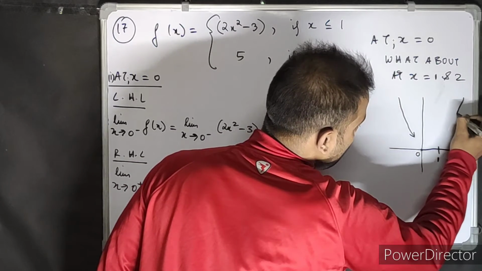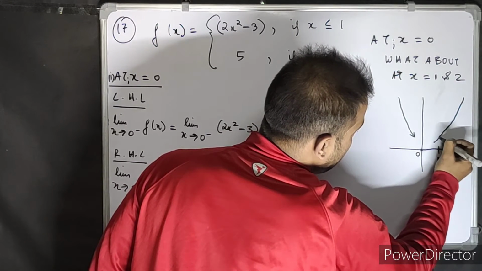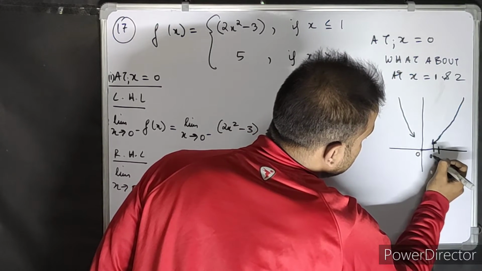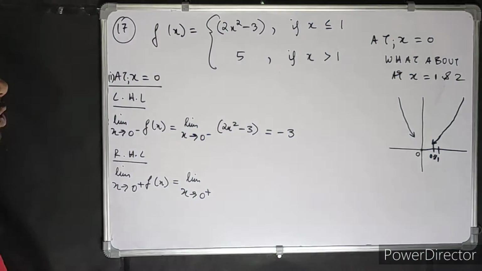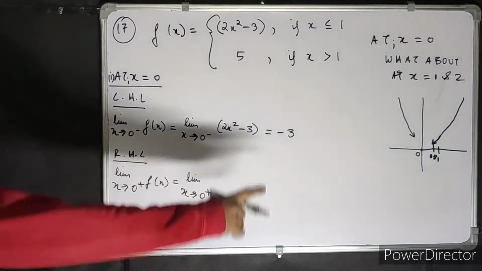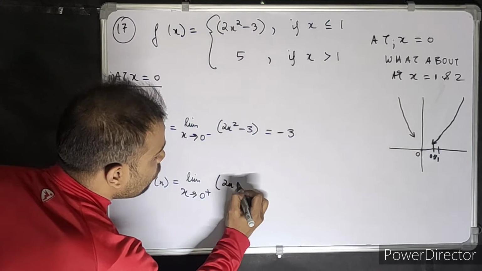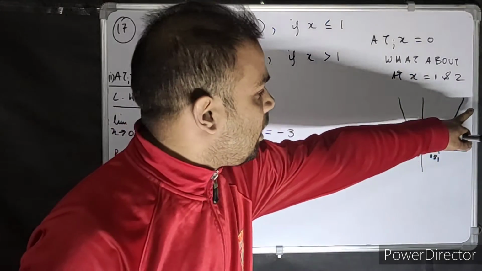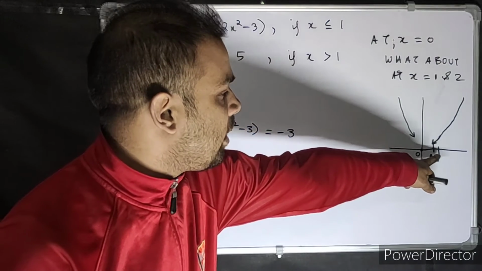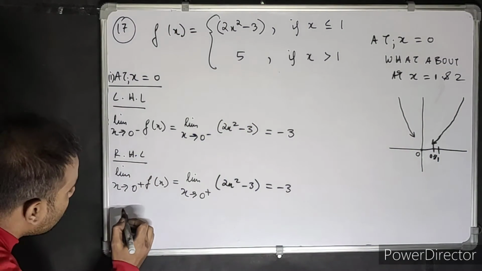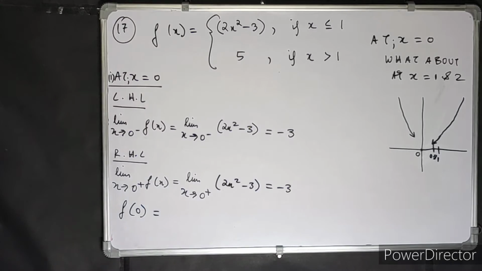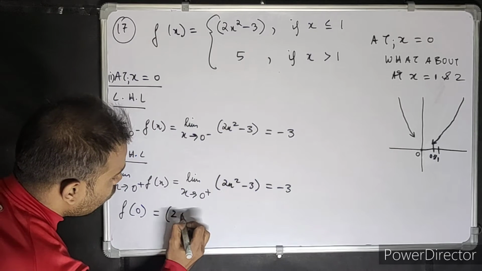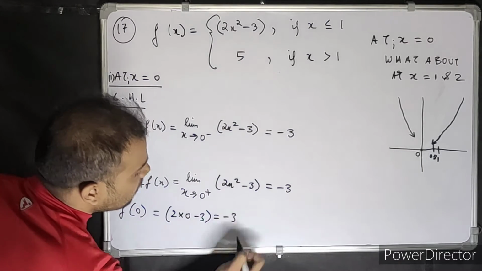So the graph is approaching 0 from the positive side. So say it's here somewhere, say 0.8 or something like that. So it's still less than 1. Okay, so you're going to use this value only. So you're going to use 2x square minus 3 is equal to minus 3. It's approaching 0, it's still less than 1. Alright. Then f of 0. So f of 0 is of course less than 1. So we'll use that value only. So 2 into 0 minus 3, that is minus 3.